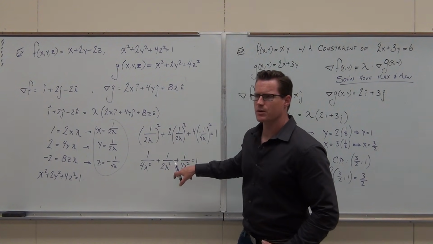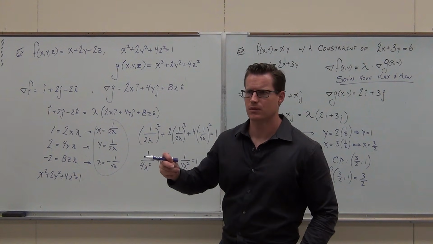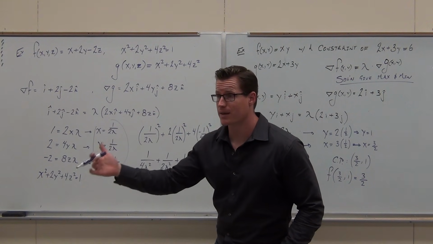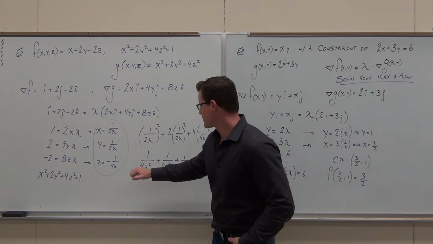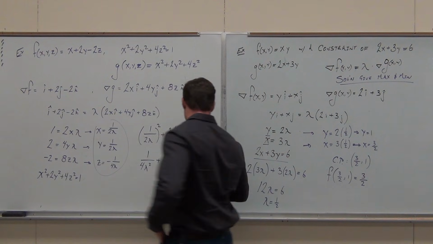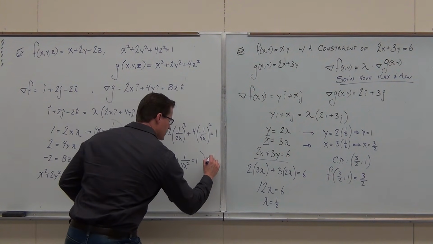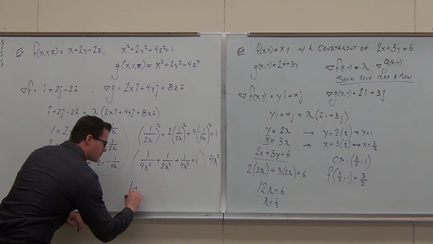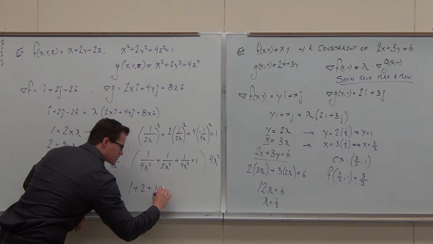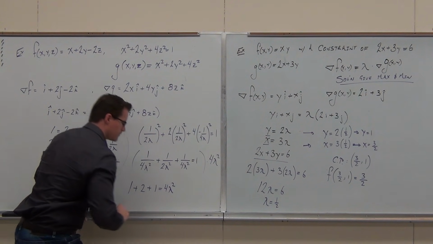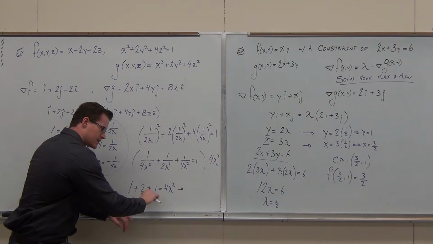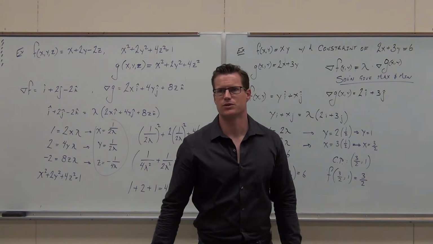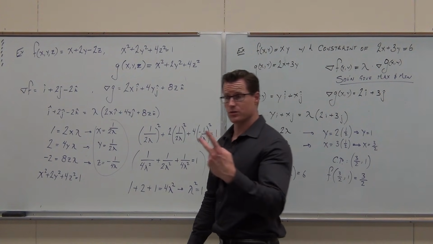How would you solve that? Come on, quickly. Common denominator, add together. Okay, sure. Or multiply everything by the LCD. Doesn't matter. If we multiply everything by 4 lambda squared, then we get 1 plus 2 plus 1 equals 4 lambda squared. That means lambda squared equals 1. How much is lambda equal to? Plus or minus 1. Good, we get 2.